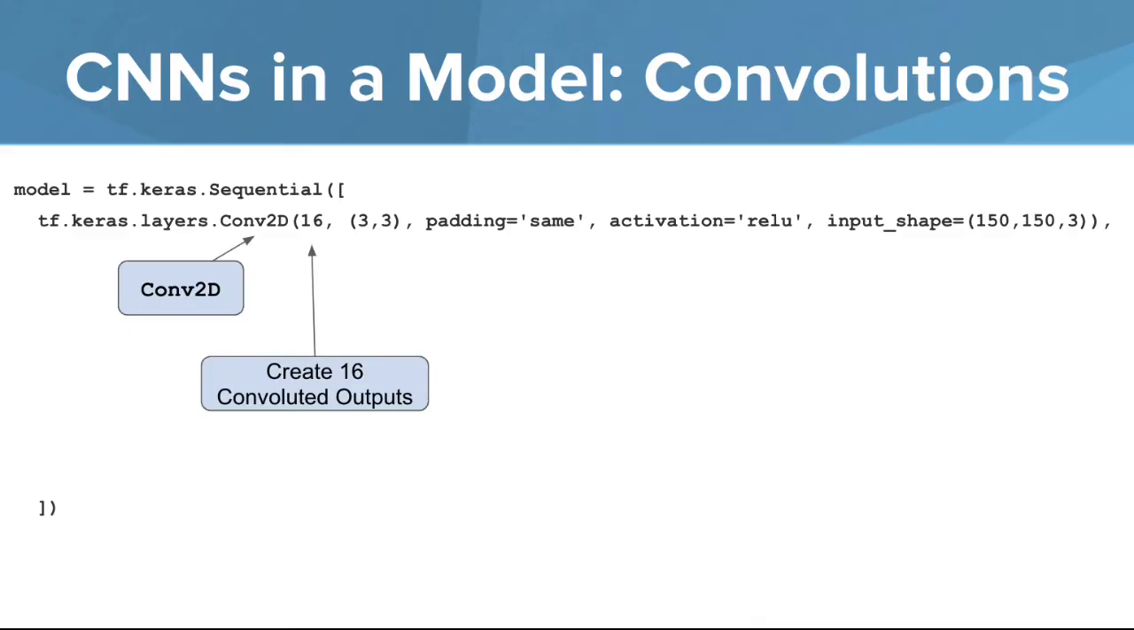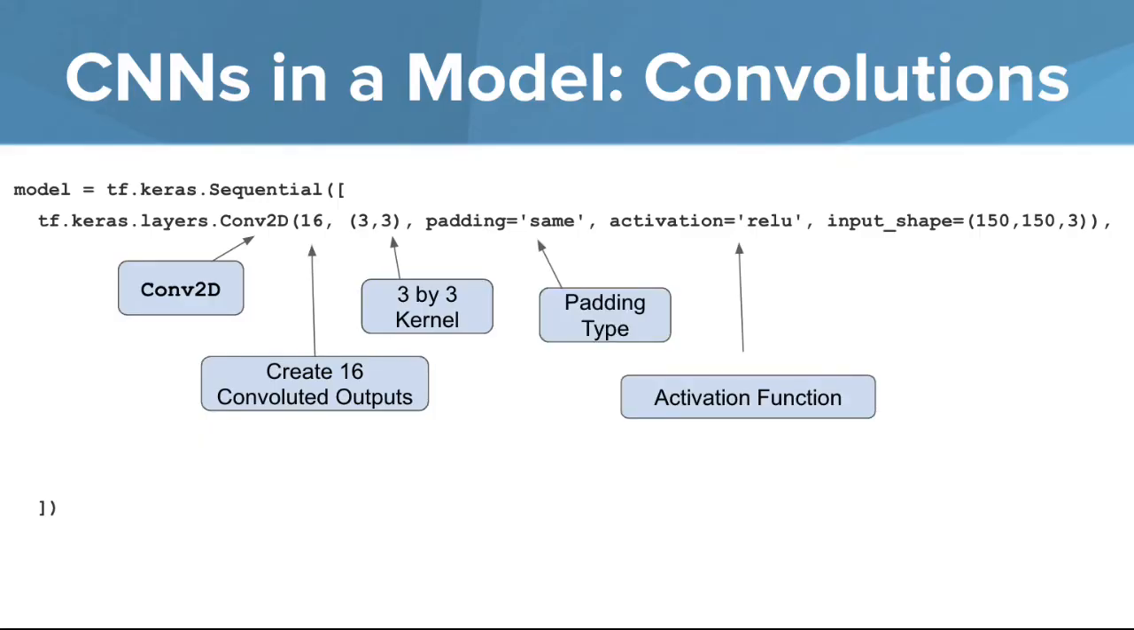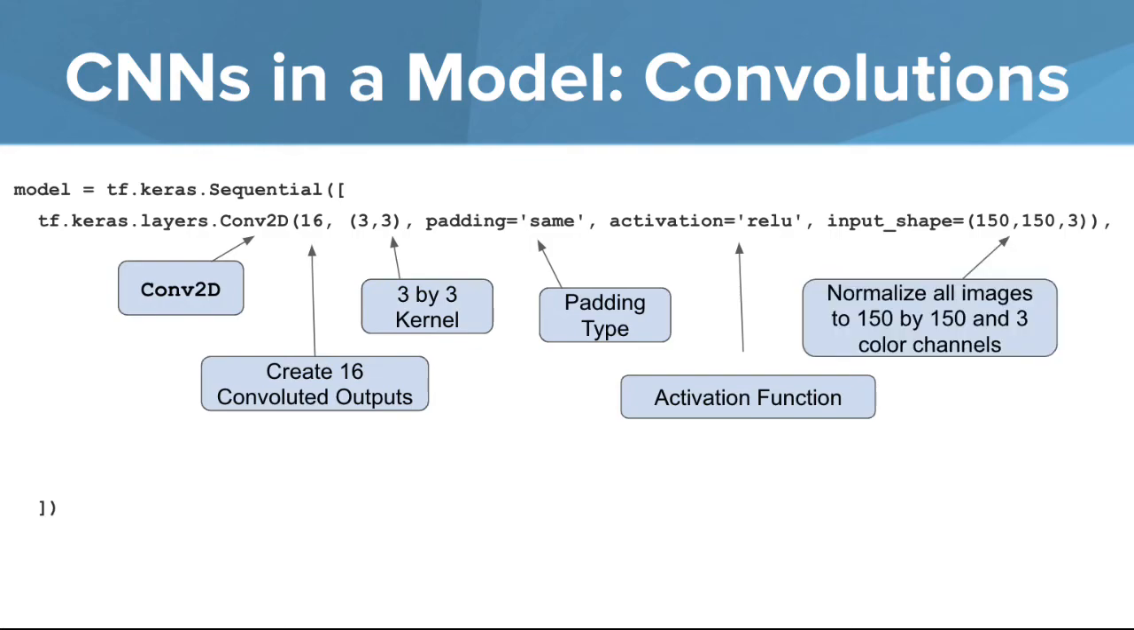The 16 represents the number of convolutional outputs to create for the model. You can think of the outputs similar to how the nodes worked in the other models. More outputs allow for modeling more complex images. There are several parameters that you do not need to adjust, including the kernel, padding type, and activation. Finally, for this first layer, you specify the input shape. In this case, we are using an image size of 150 pixels by 150 pixels with three color channels, red, green, and blue, for a color image.